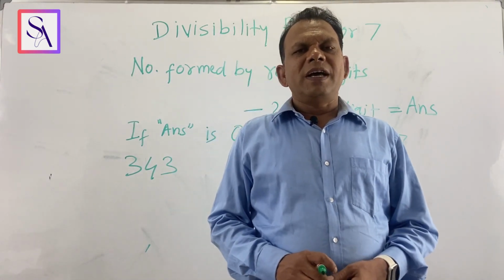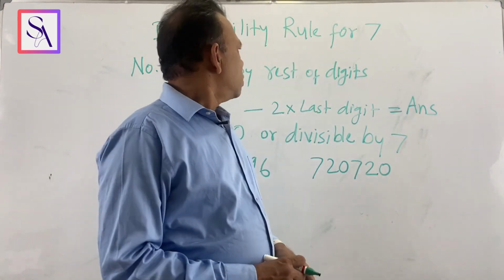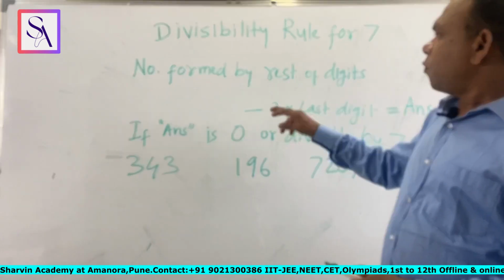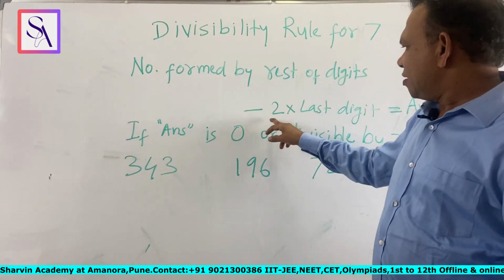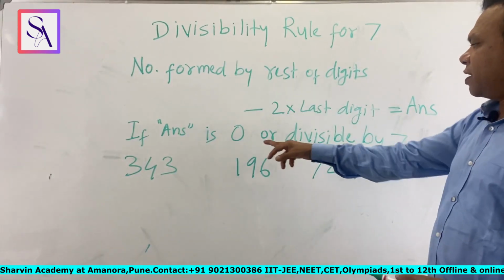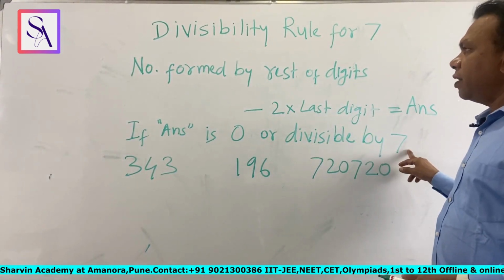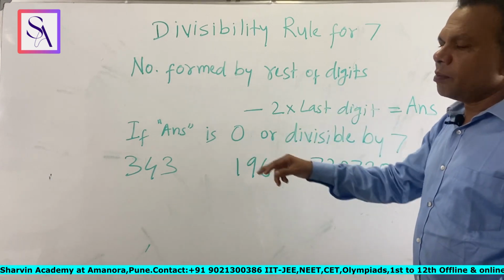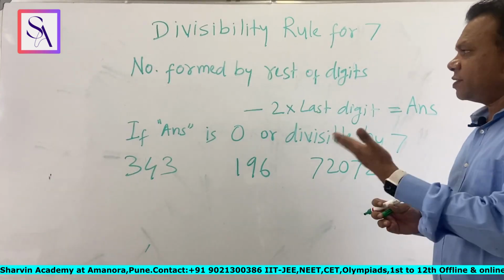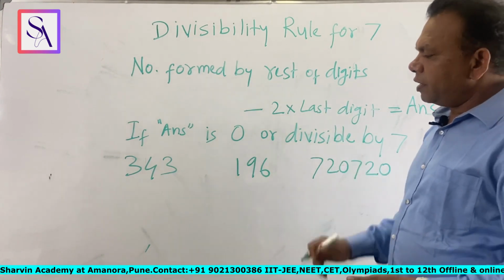Divisibility rule for 7. So the number formed by the rest of the digits minus 2 times the last digit is equal to the answer. And if the answer is 0 or divisible by 7, then that number is divisible by 7. So what is the meaning of this sentence? Let's see.